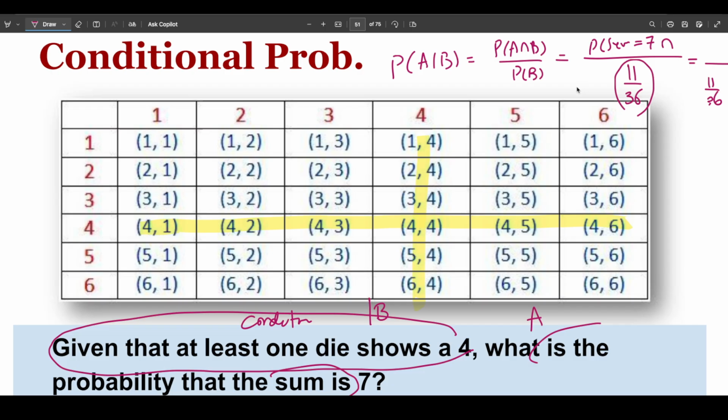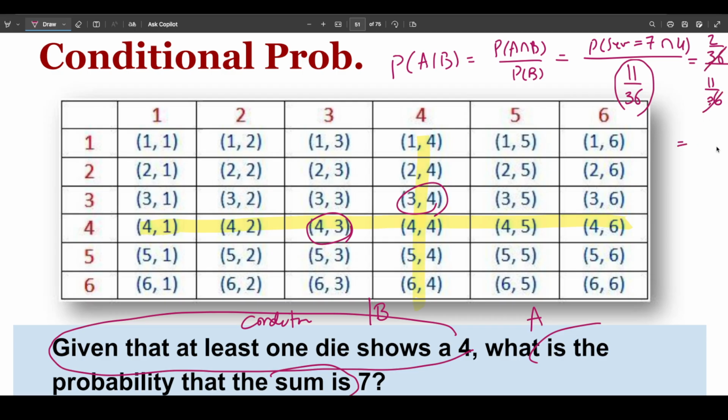But what about the denominator? The sum has to be equal to 5, and at least one die shows a 4. Okay, in that case, let's see, the sum has to be 7. This is one case and this is another case, so it's going to be 2 over 36. Is there any other case? 5 and 2, no, obviously, because we don't have any.